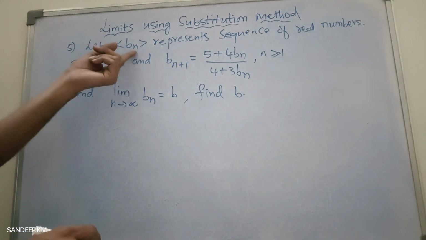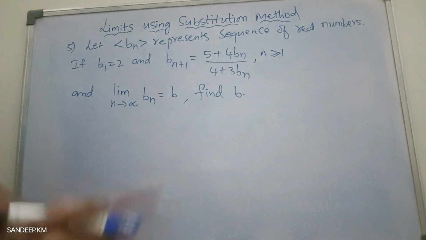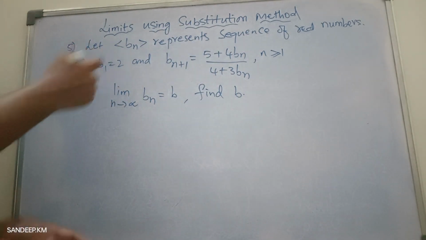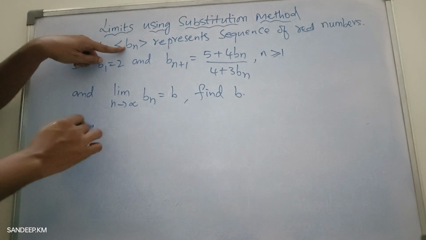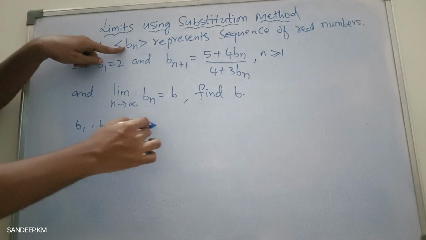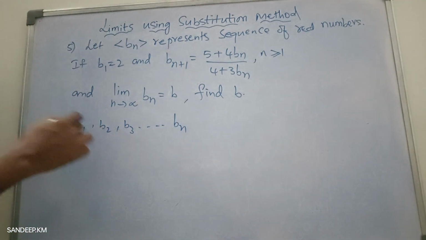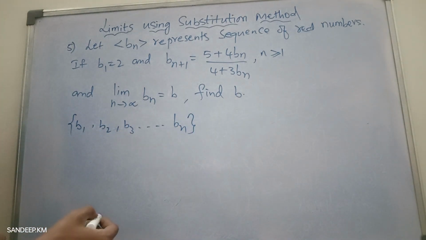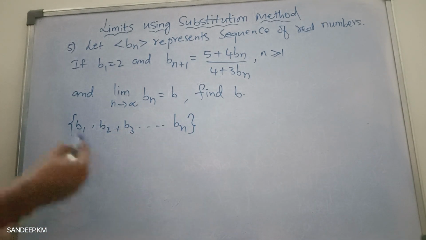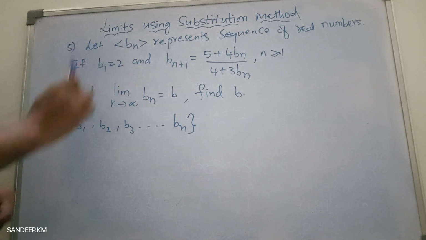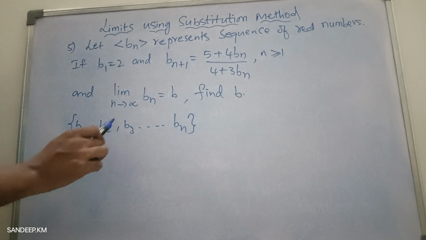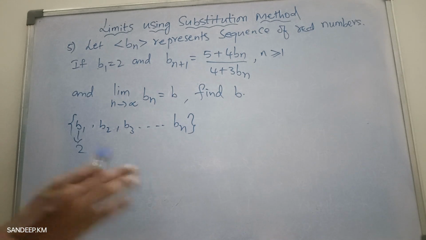They told that this represents a sequence of real numbers. What is the meaning of this first of all? It means a sequence of numbers. What is the sequence of numbers? B1, B2, B3 and so on, Bn. You know sequence and series already. Now in that sequence they have given the value of B1. So this one will be what? 2. The first number in the sequence is 2.